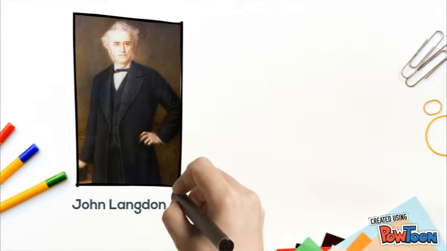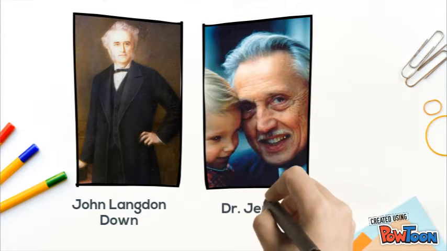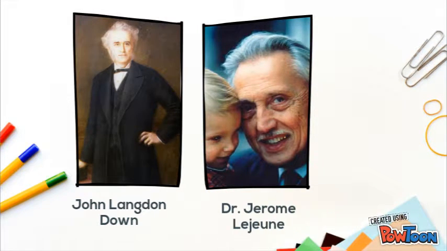It was named after the English doctor John Langdon Down, who was the first to categorize Down syndrome, and it was discovered by Dr. Jerome Lejeune that it is a genetic disorder whereby a person has 3 copies of chromosome 21 instead of 2.